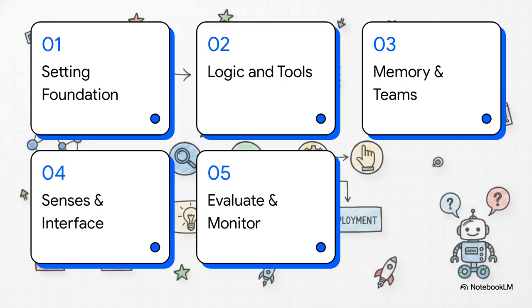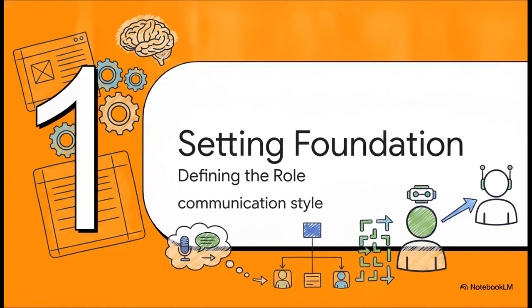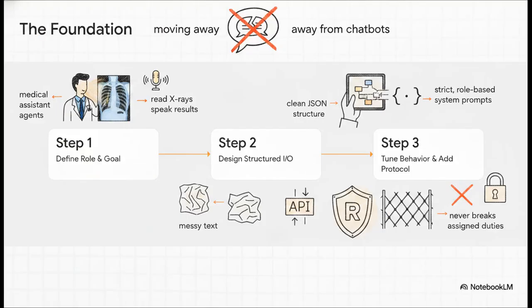Let's get started. Phase 1. Setting the foundation. This is where we define the role and goal. This first phase is really about forcing us to shift our mindset away from basic chatbots. Step 1 is defining the agent's role and goal. What exactly is it going to do? Let's take the example of a medical assistant agent. Its job isn't to just casually chat. Its job is to specifically read X-rays, summarize the findings, and deliver those results.